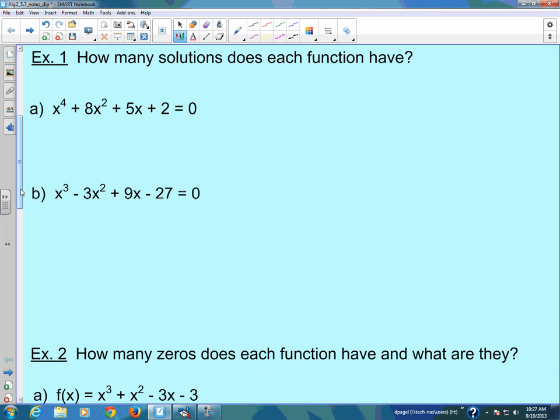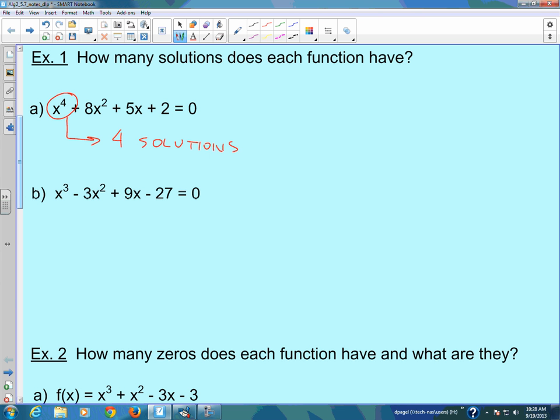First 2 examples, pretty straightforward. How many solutions do we have? Making sure that our function is in descending degree order, it's very easy to tell by looking at the lead term, and specifically the lead power, the number of solutions we're going to have. Since this is a 4th degree polynomial, we know we will have 4 solutions. They may not all be real. Some may be imaginary. But that's how many we're going to have.